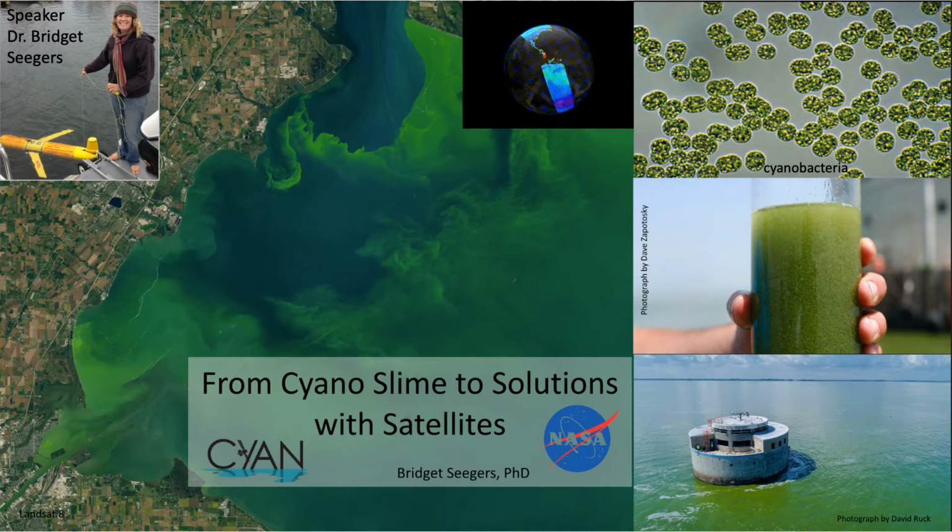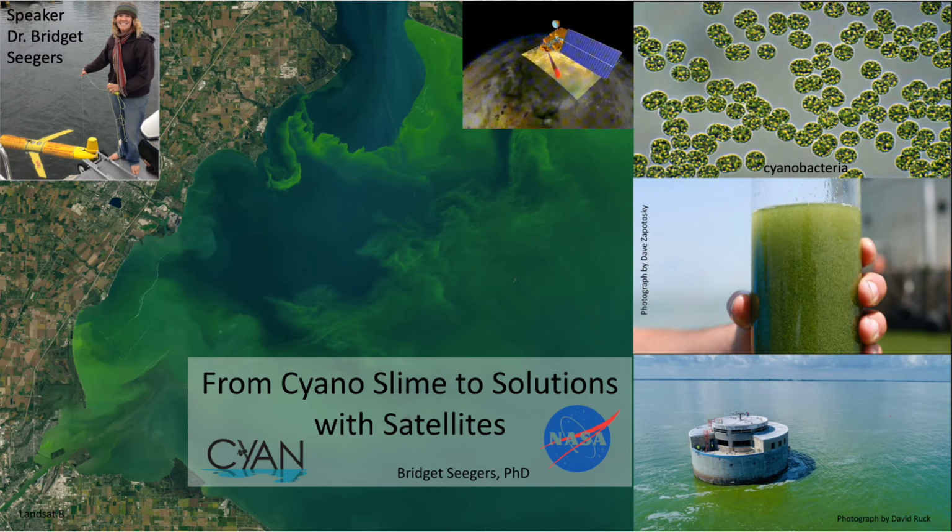On the left is a Landsat satellite image of the western part of Lake Erie, so you can also see how large these cyanobacteria blooms can be. In this image, we're talking hundreds of kilometers.